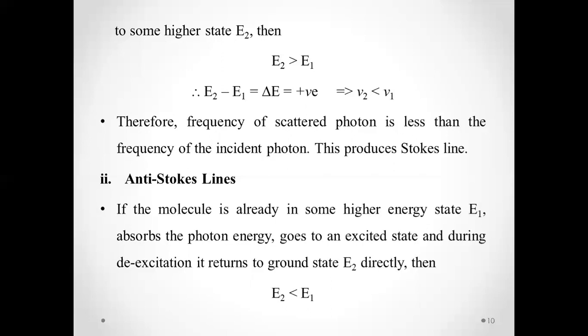The second case is the appearance of the anti-Stokes lines. If the molecule is already in some higher energy state E1 and absorbs the photon energy, it goes to an excited state, and during de-excitation, it returns to ground state E2 directly, then E2 is found to be less than E1.